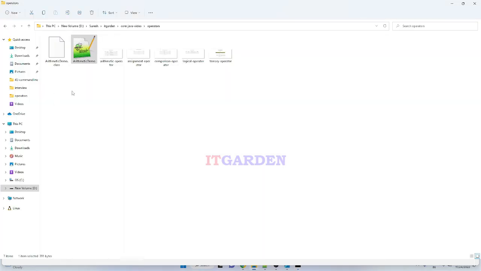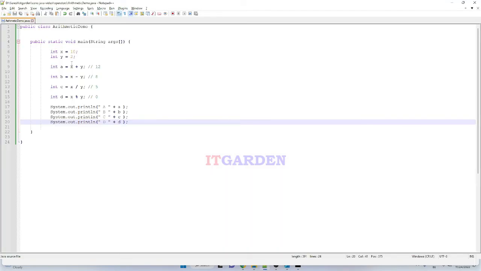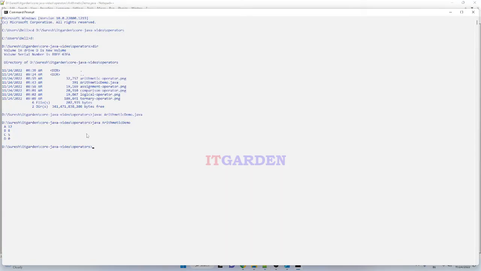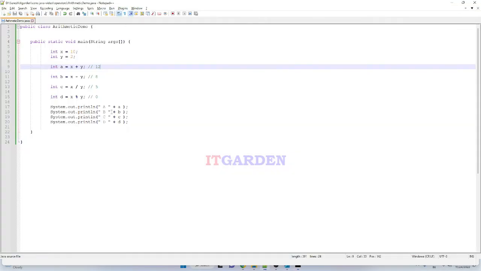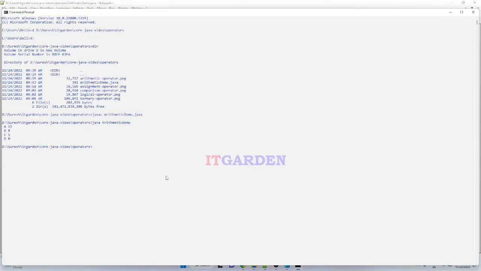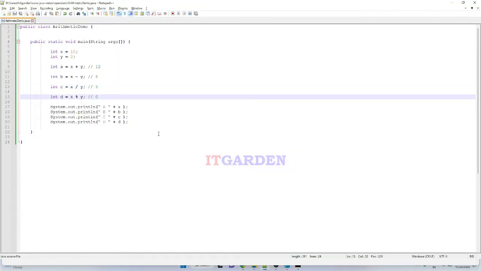See, a equal to 12 is coming, b is 8, c is 5, d is 0. The expected output is 0. So I want to get some remainder. What do you have to do?